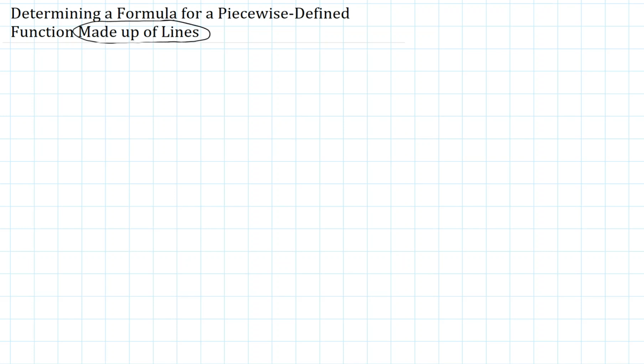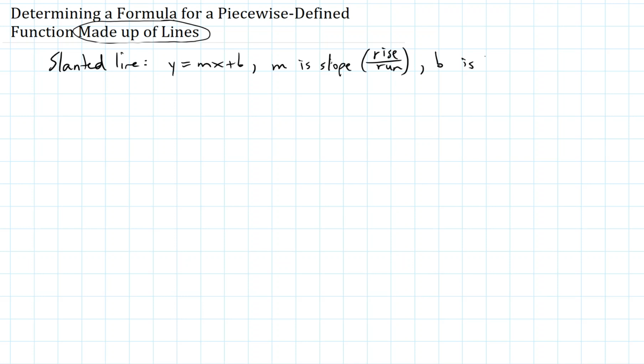So we have to talk about lines. We can have slanted lines. A slanted line, the equation looks like y equals mx plus b, where m is the slope, or rise divided by run, and b is the y coordinate of the y-intercept.